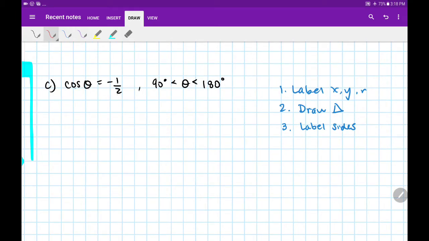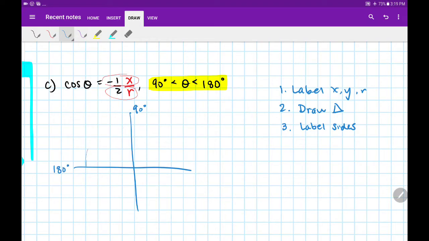My first step is to remember the formula for cosine theta. Cosine theta equals x over r. So I know this is going to be my horizontal leg, and this is going to be my hypotenuse. But which quadrant are we in? Well, let's look over here. If I'm between 90 degrees and 180 degrees, that means I'll be in the second quadrant right around here. So I'll draw an angle in the second quadrant and drop the perpendicular to the x-axis.